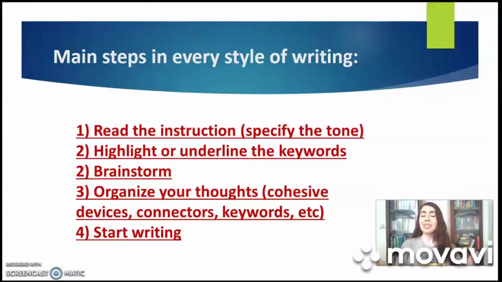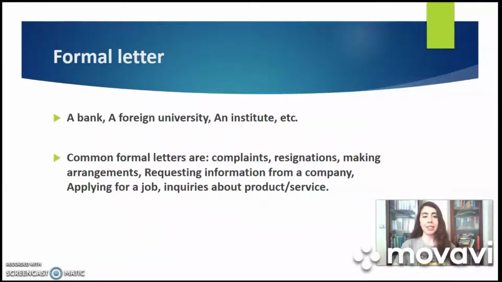And finally, you need to start your writing. Now, we want to talk about the first type of letter. As you can see here, we have the formal letter. The formal letter is a type of letter that you write to someone whom you don't know. You need to have a formal and not friendly tone in your writing. When I say not friendly, I don't mean you need to be harsh. You just need to be a little formal.